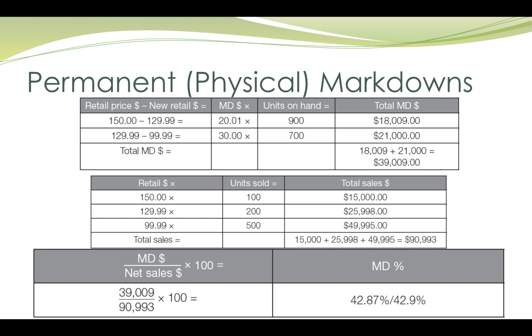So we need the total markdown in dollars, and we need the total sales in dollars to receive the markdown percentage. So at the bottom left-hand corner, you'll see those two figures, 39,009 divided by 90,993 times 100 to give us the markdown percentage of 42.9%. Note that on your exam, you could indicate that it was 43%. We round to the nearest percentage.